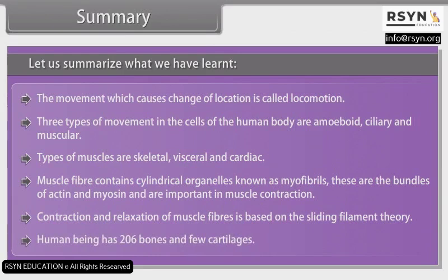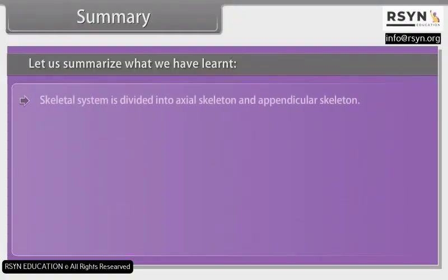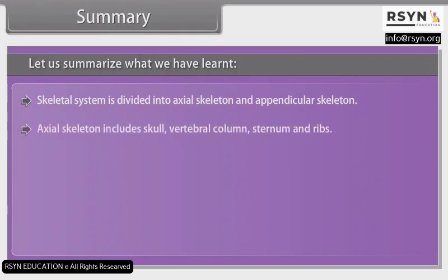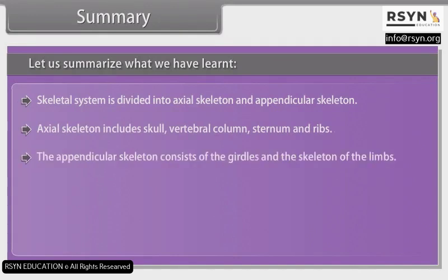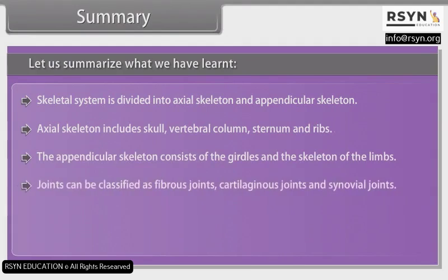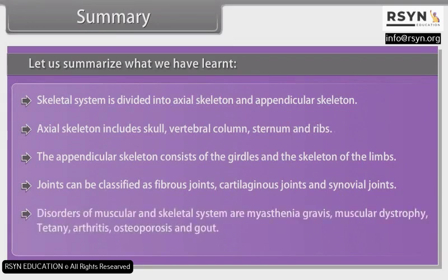Human beings have 206 bones and a few cartilages. The skeletal system is divided into axial skeleton and appendicular skeleton. Axial skeleton includes the skull, vertebral column, sternum and ribs. The appendicular skeleton consists of the girdles and the skeleton of the limbs. Joints can be classified as fibrous joints, cartilaginous joints and synovial joints. Disorders of the muscular and skeletal system are myasthenia gravis, muscular dystrophy, tetany, arthritis, osteoporosis and gout.